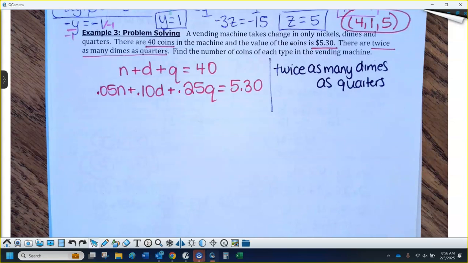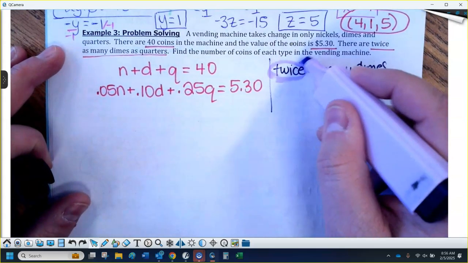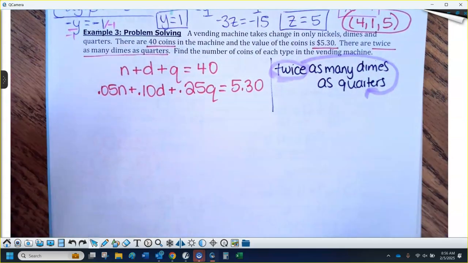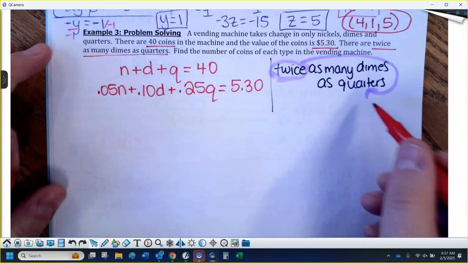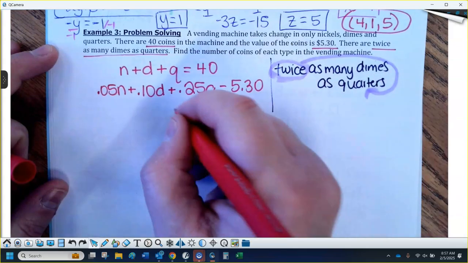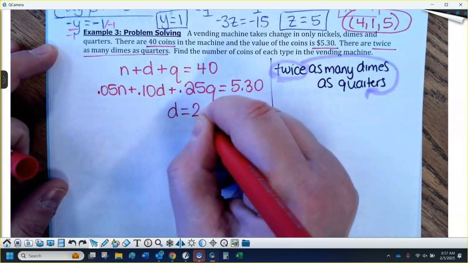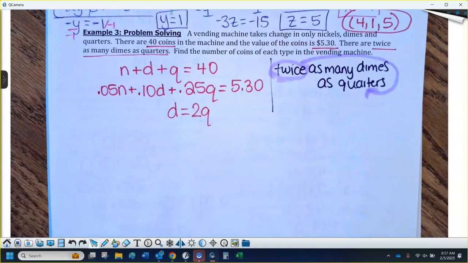The amount of quarters. I know I told you this before, but I want to tell you again. This messes people up. The twice gets multiplied by the word at the end of the sentence. It gets multiplied by the quarters, not by the word closer to it. I had a lot of people on the quiz yesterday mix that equation up, and then that messed up their whole system. So the twice goes times the quarters. So I'm going to say dimes equals twice the quarters. The 2 goes in front of the word at the end of the sentence.